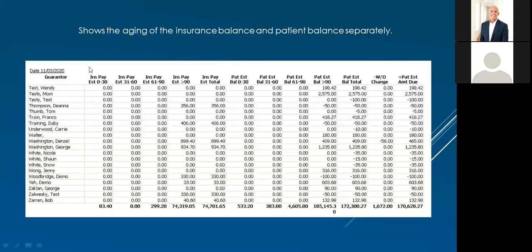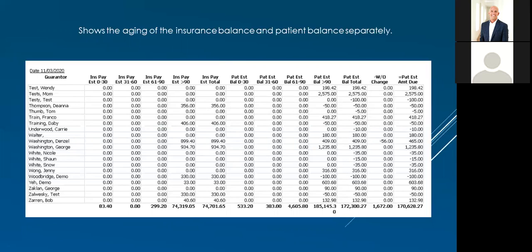So I can see right now that in 0 to 30 on the insurance aging, I have $83.40 outstanding. I have $229.20 at 61 to 90 days. I have a really horrible $74,319.05 that's greater than 90 days for a total insurance estimate that's outstanding of $74,701. Now your AR is going to look drastically better than mine because this is my demo database that I took this out of. And I don't follow up on stuff like you do, but it gives you the general idea.